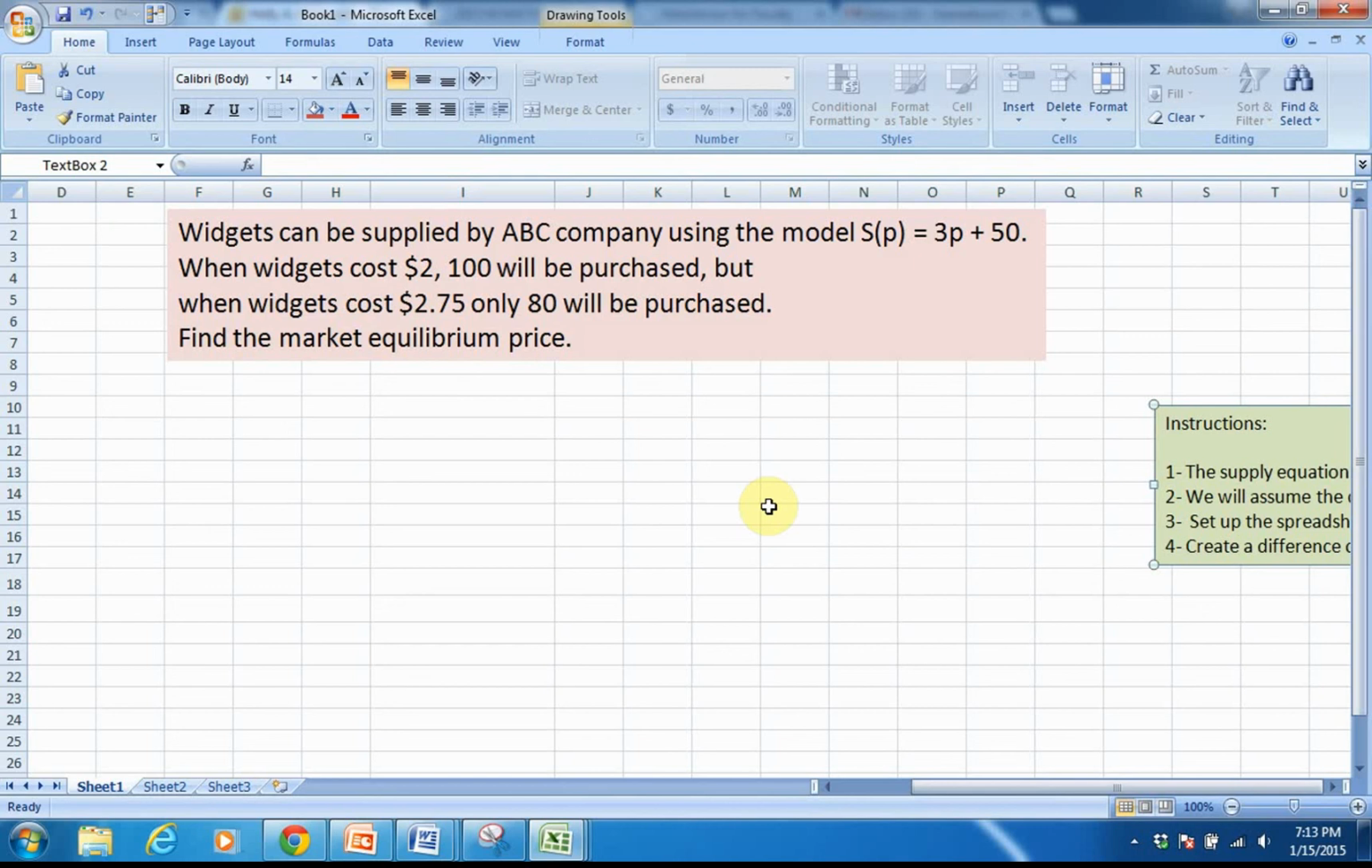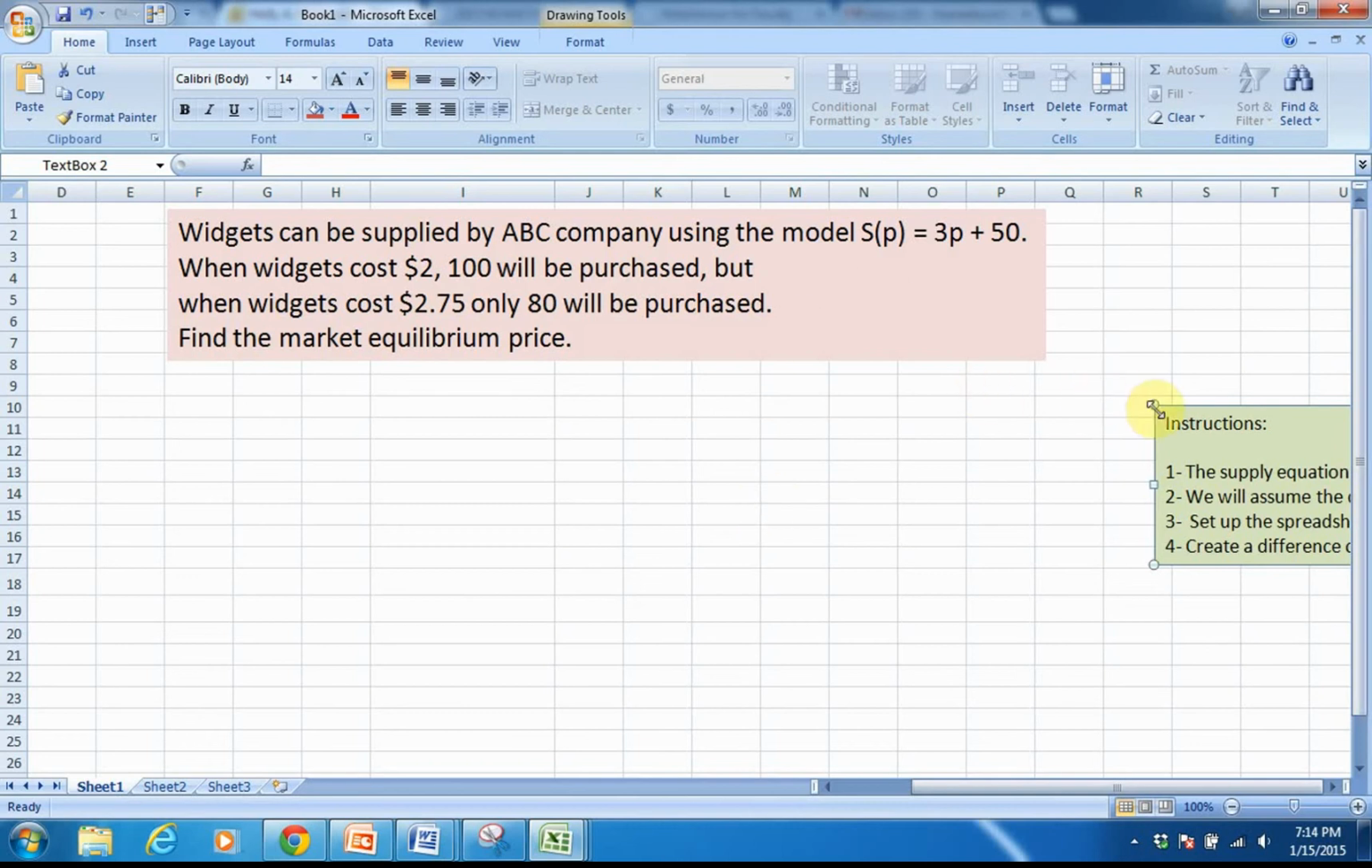This is just a quick presentation on market equilibrium. In the pink, I've just set up a very simple scenario. Widgets can be supplied by ABC Company using the model S of P is equal to 3P plus 50. When widgets cost $2, 100 will be purchased, but when widgets cost $2.75, only 80 will be purchased. Find the market equilibrium price.